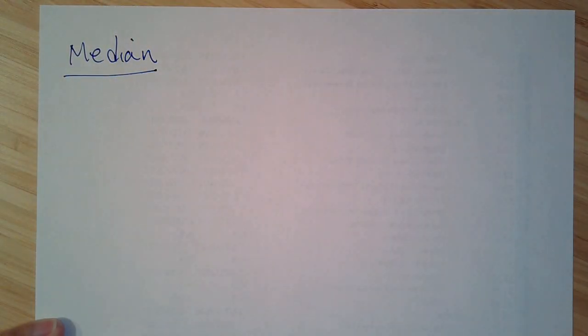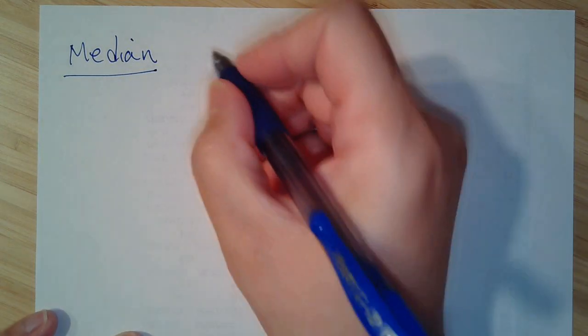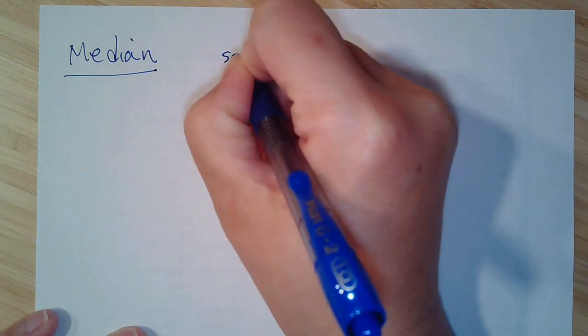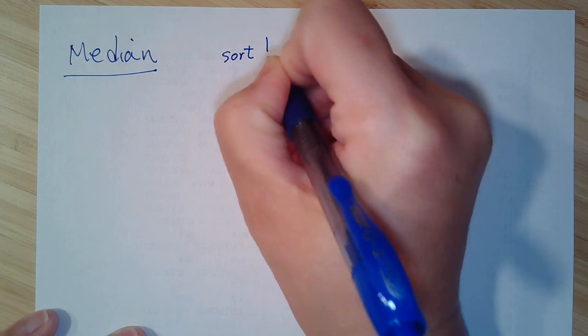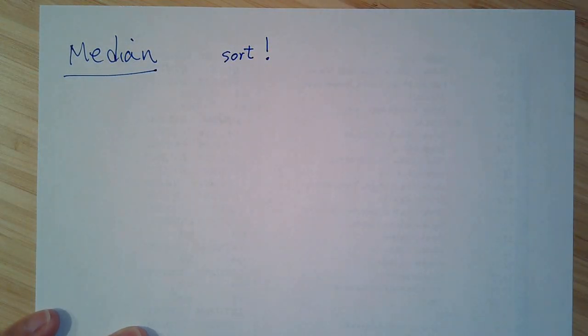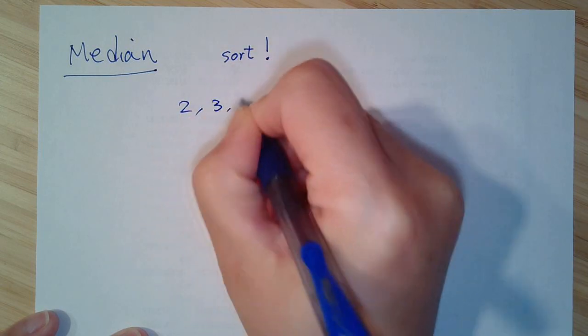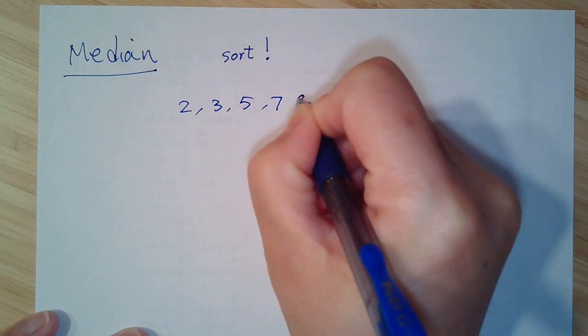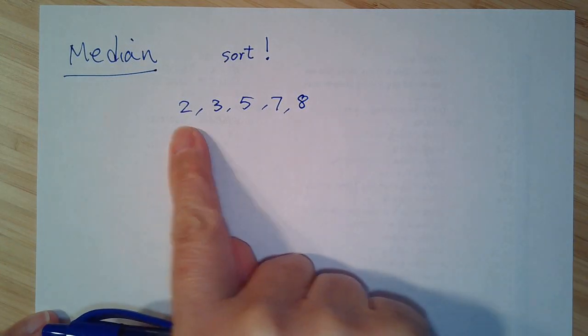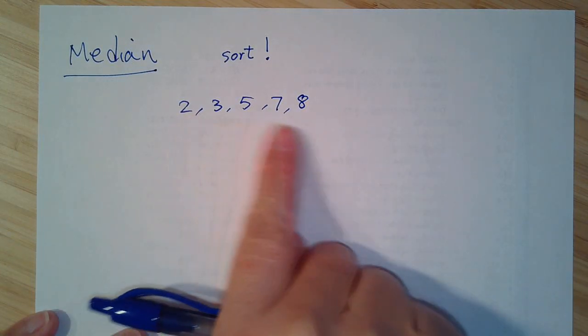Do you remember the definition that a median is the middle number? Yeah. And you always sort first. So I put this sort. You have to sort the data. All right. Now the number I gave you earlier, the example 2, 3, 5, 7, 8, I already sorted them from the minimum to maximum, from smallest to greatest.